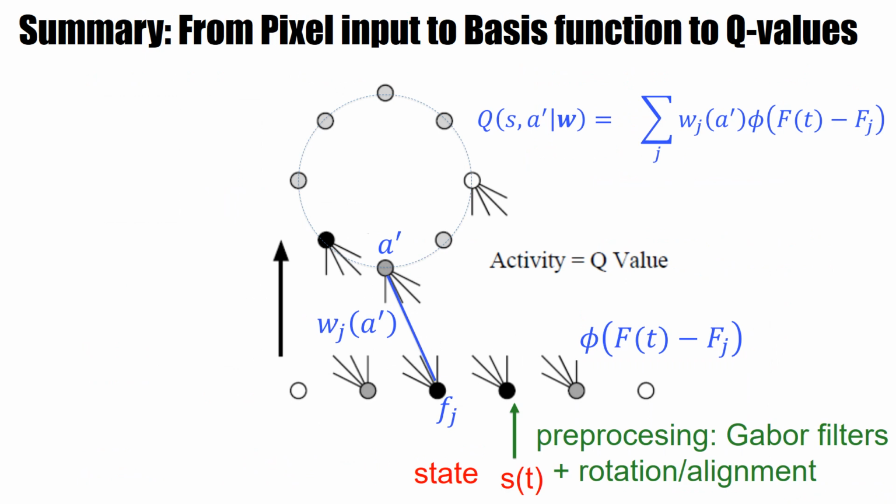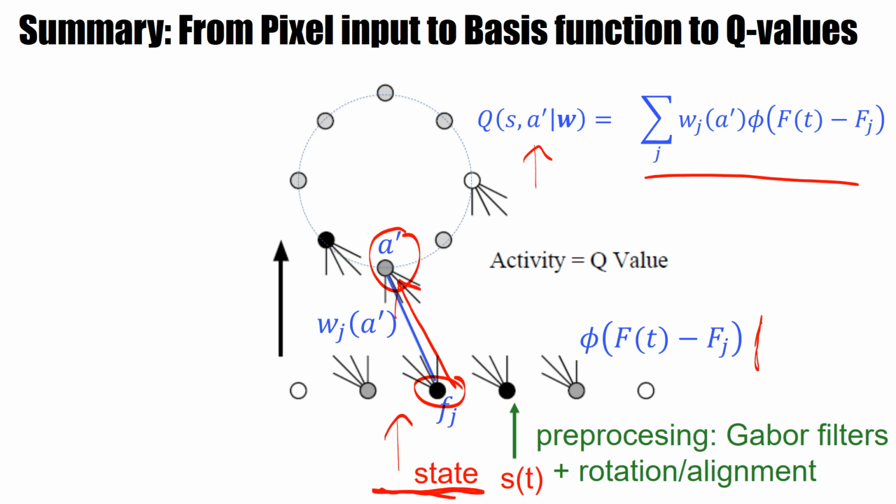So here's a summary. I have my pixel image, I have some pre-processing, and as a result of this, I have these basis functions in the filter space. And now these basis functions are connected via weights to output values. The output values are Q values for different actions A prime. And this is just a linear combination of my basis functions.